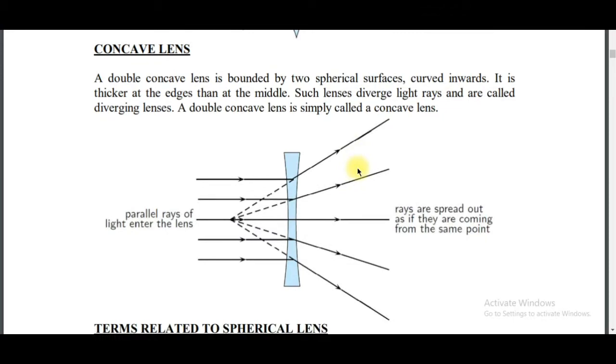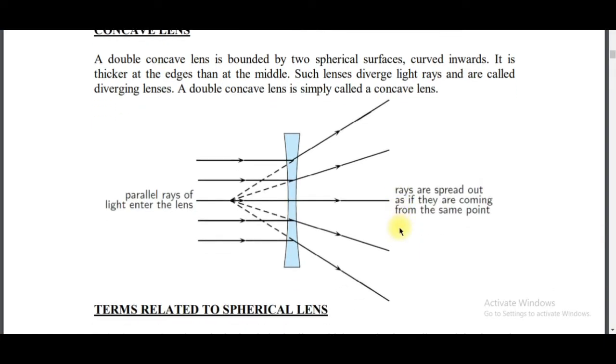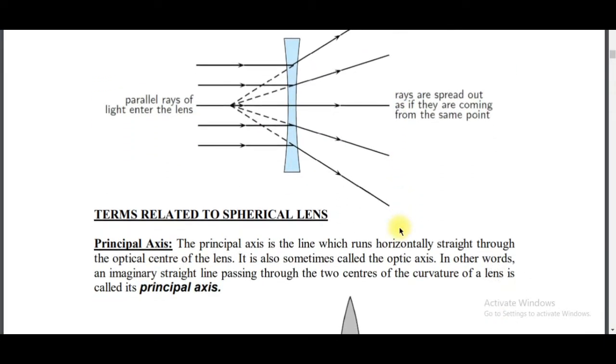In a double concave lens, both the sides are spherical but they are curved inwards like a cave. See, they are thicker at the edge and thinner at the middle, just opposite to the convex. So they diverge the rays from a point. If the rays are coming from infinity, we feel that they are being diverged from a point. This is the concave lens.